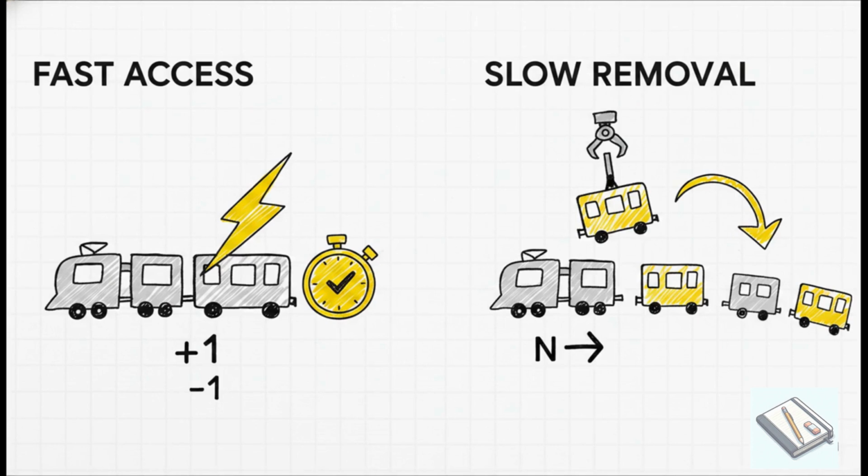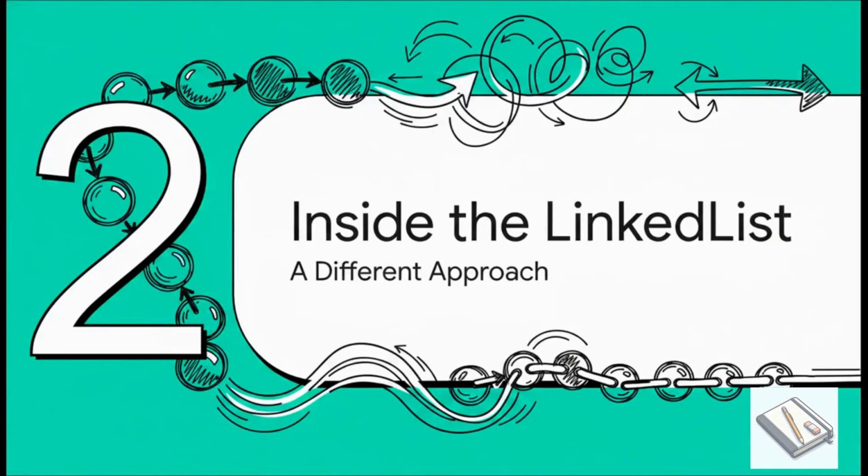But what if you need to remove a car from the middle? Well, now you've got a problem. You have to shift every single car behind it forward to close the gap. That is slow. It's an O(n) operation, because the amount of work you have to do grows with n, the number of elements in your list. All right, so that's the ArrayList, built for speed when you need to grab stuff.